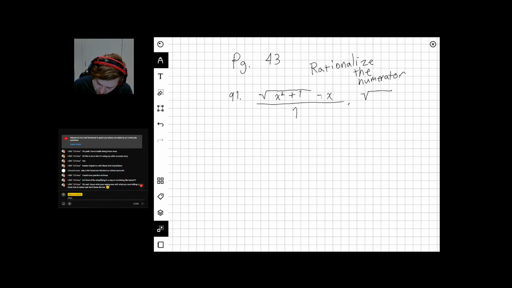So we're going to get square root of x squared plus 1 plus x over the square root of x squared plus 1 plus x. Okay, so this is a difference of squares. So on the top, we get this squared, which is just x squared plus 1, then minus x squared. Ooh, nice. Let's cancel. Then on the bottom, we have square root of x squared plus 1 plus x.